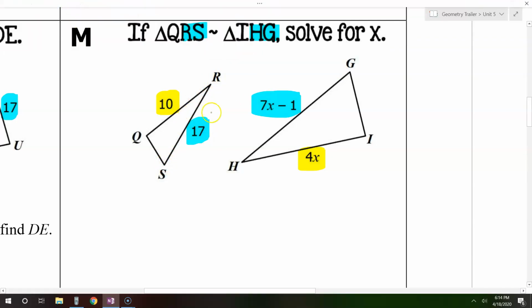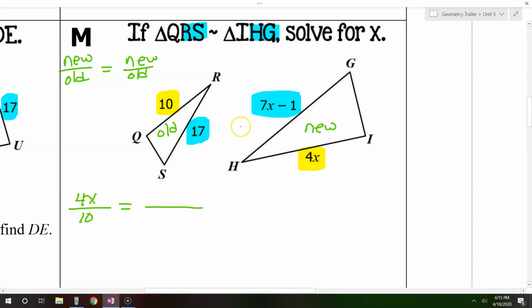Now, label one triangle as new, and the other one is old. Doesn't matter which is which, as long as you set up your equation in the form new over old equals new over old. Look at the yellows, people. New over old will be 4x over 10. Now look at the blues. New over old will be 7x minus 1 over 17.